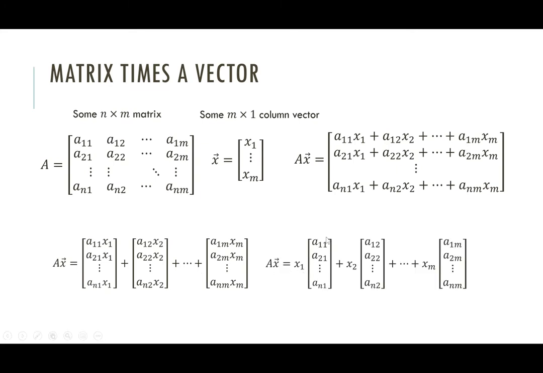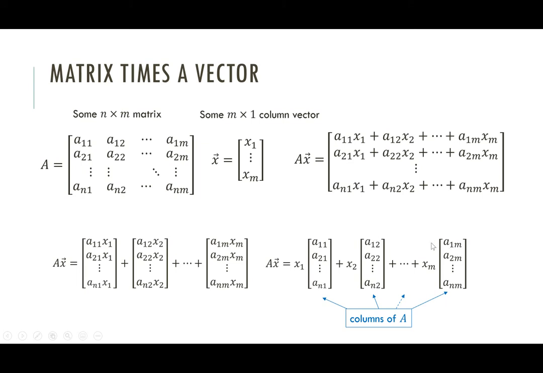It's x1 times this column plus x2 times this column of entries, all the way up to xm times this column of entries. And notice that these are all the columns of A. All the columns of A are showing up. We're taking A11, A21, all the way to An1. Same here, showing up here and here.